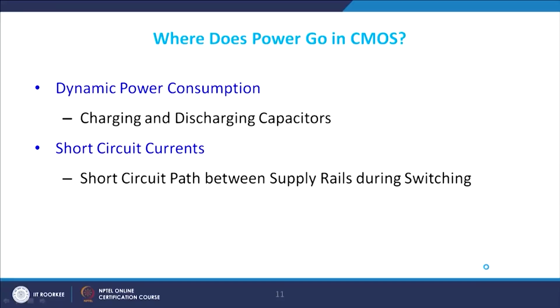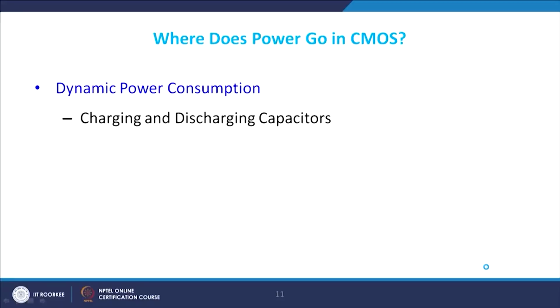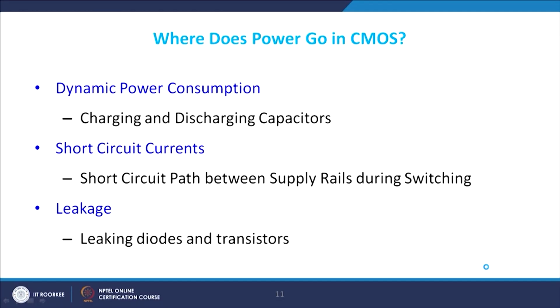So, where does the power go in a CMOS? That is a pretty intriguing question, and people have been asking this question for a long time, and there is a straight answer available here also. We have three types of power consumption. We have dynamic power consumption, short circuit power consumption, and leakage.